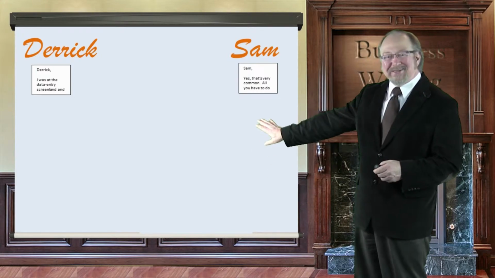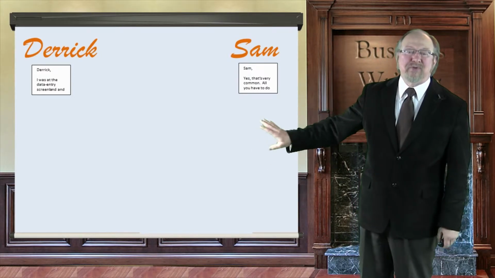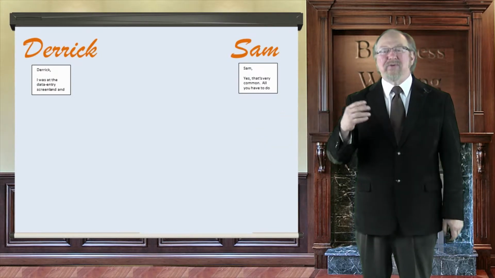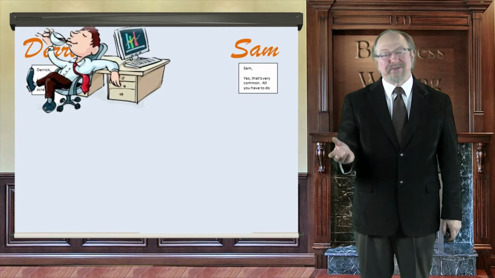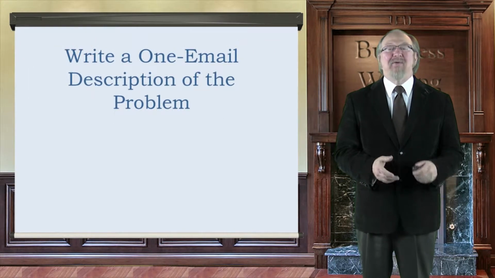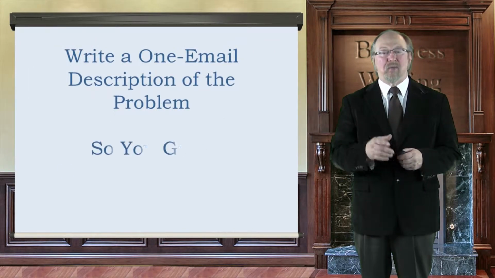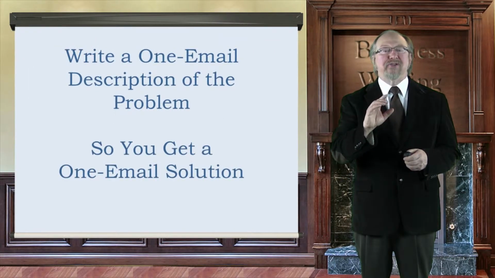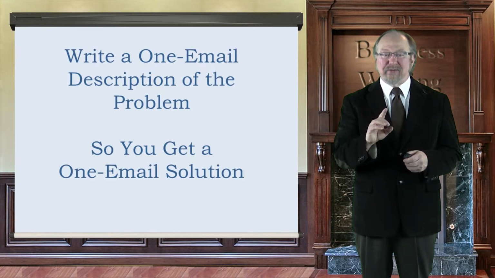You see all that blank space now? That's space that helped reduce inbox problems and gave both Derek and Sam time they would have wasted. They can use it to have a relaxing coffee break. I will explain to you in this video how you can write a one email description of the problem so you usually get a one email solution.